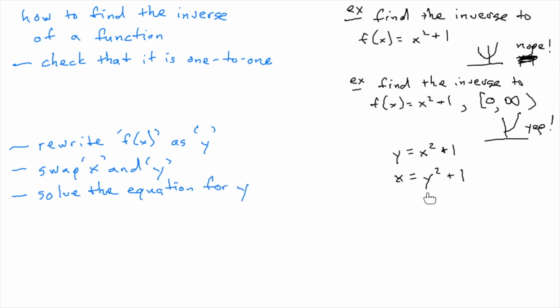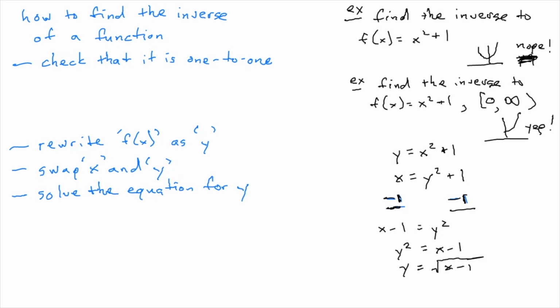Okay, so there's y. If I'm solving for y, I need to isolate y, right? That's what they always say. Subtract 1 from both sides. I get y squared equals x minus 1. Cool. I better take the square root of both sides. Okay. I'm going to switch it just so it looks sensible. I'm going to put y equals the square root of x minus 1.